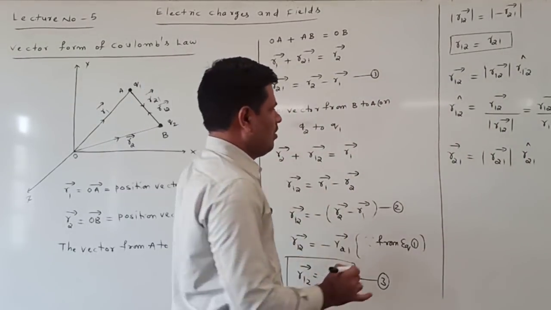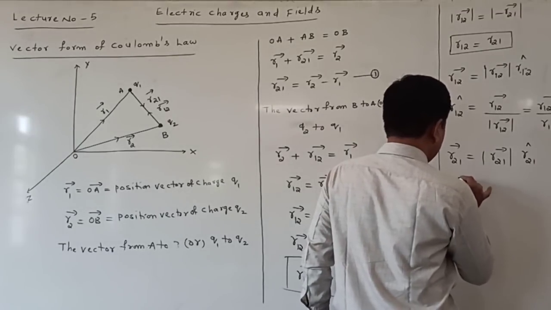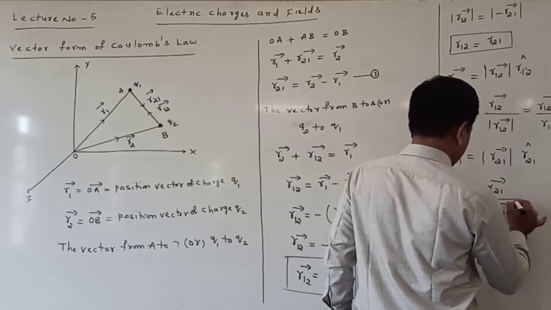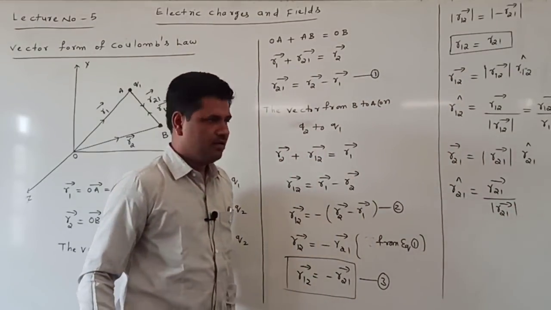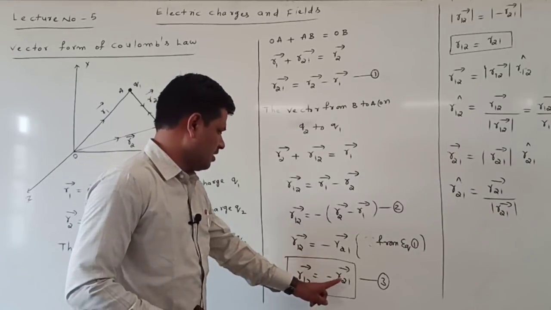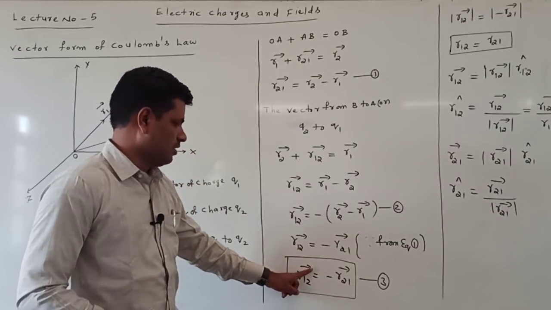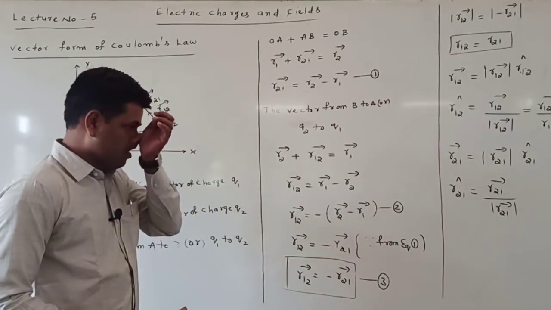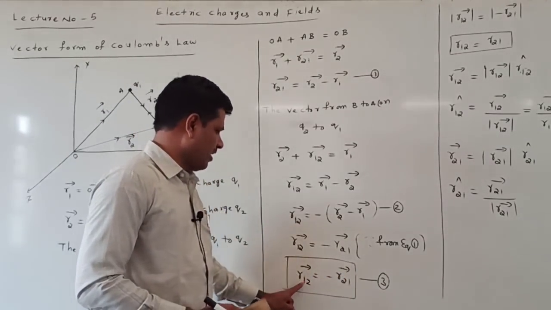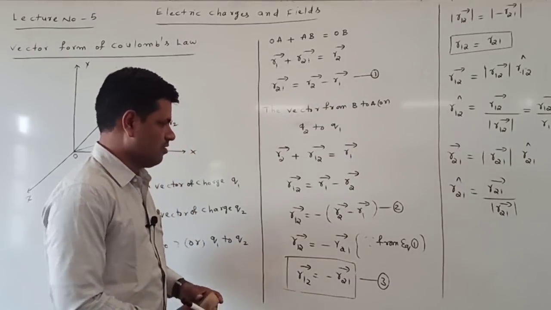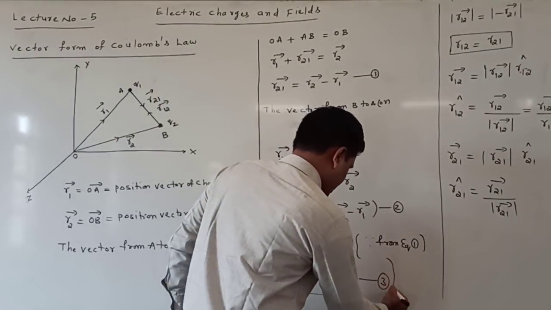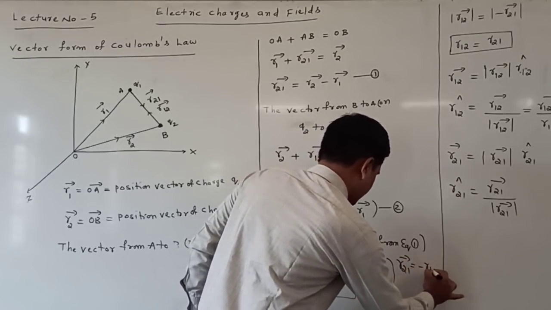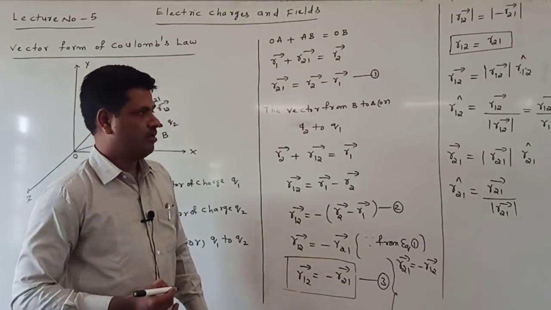So r21 cap is equal to r21 bar by mod r21 bar. We can write it like this. But r21 bar is equal to r12. From this we can write r12 bar is equal to minus r21 bar, or r21 bar is equal to minus r12 bar. We can write like this also. From this equation, r12 bar is equal to minus of r21 bar also.